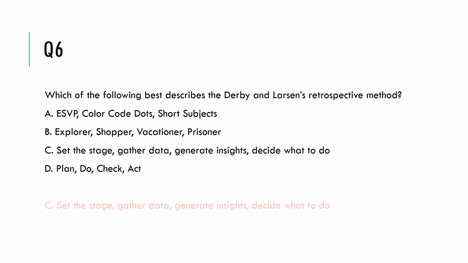The correct answer is option C. And even if you haven't been following our videos, even if you have never heard about Derby and Larson, you can still make out what you are supposed to do in a retrospective meeting, right? You need to set the stage, you need to gather data, you need to generate insights, and then you need to decide what to do. That is what Derby and Larson also proposed.